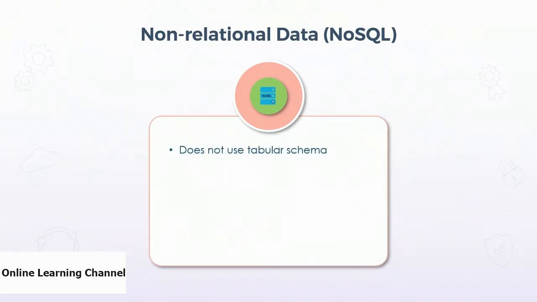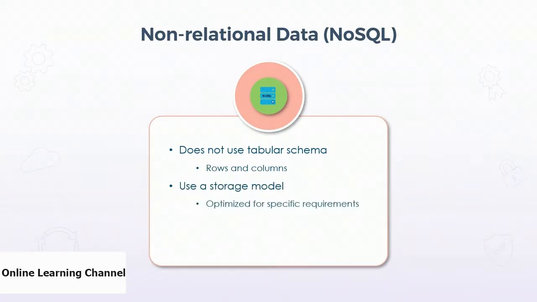They don't adhere to tabular schema with rows and columns. Instead, different non-relational solutions offer very different storage models, and these are optimized for specific requirements. Moreover, they store very requirement-specific types of data and have their own ways of querying that data.